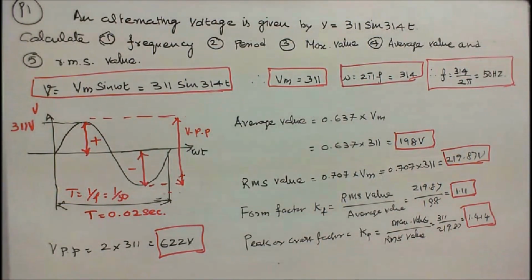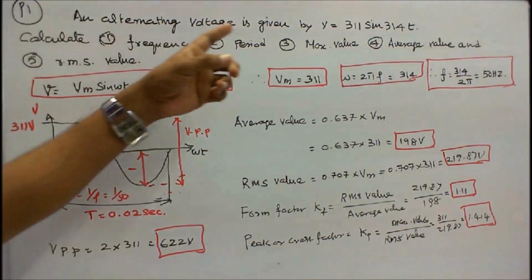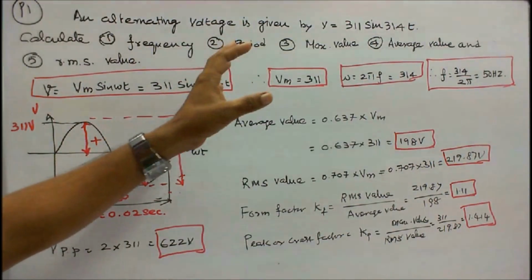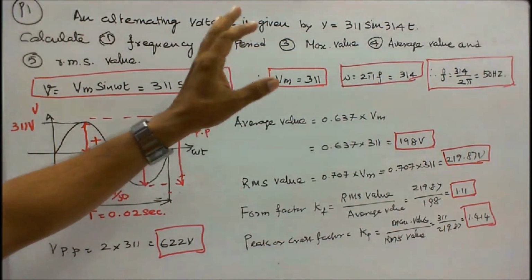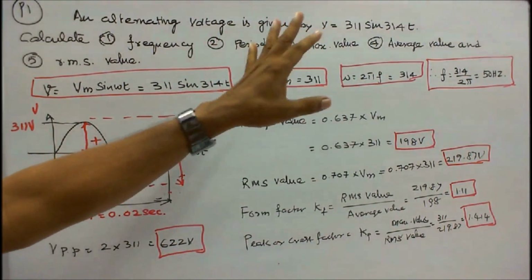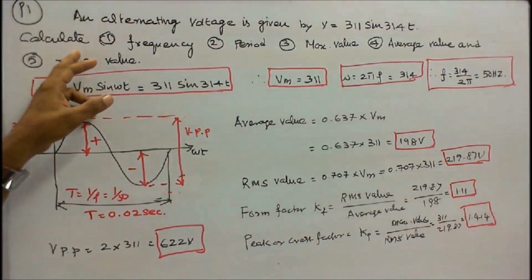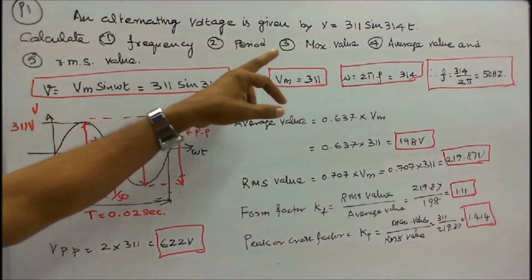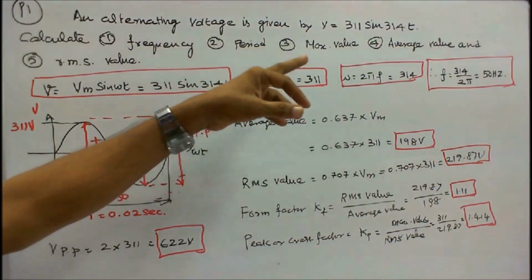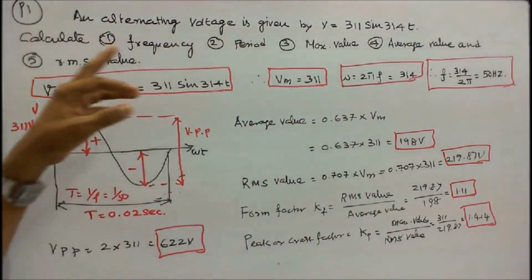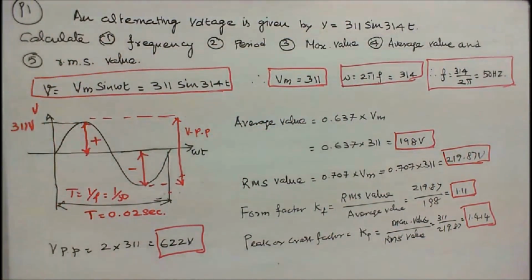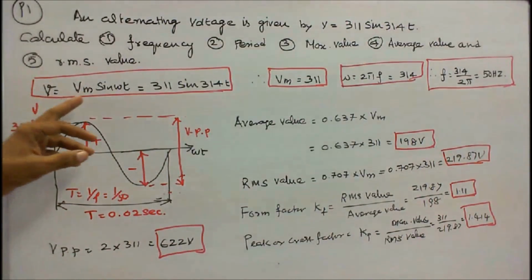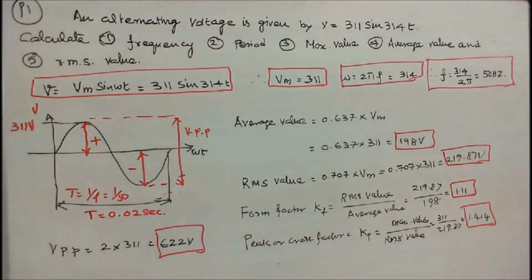In this class we work out 10 problems on AC circuits. Problem number 1. An alternating voltage is given by V is equal to 311 sine 314t. Calculate number 1 frequency, number 2 period, number 3 maximum value, number 4 average value and number 5 RMS value. We know that V is equal to Vm sine omega t.